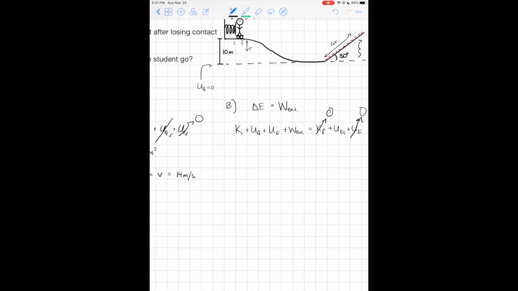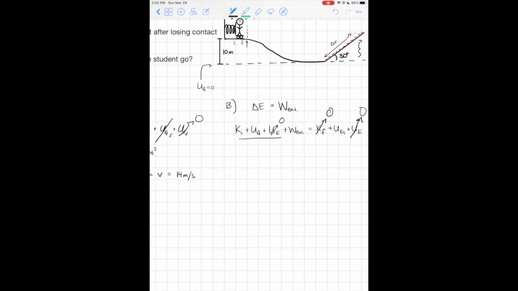Now, I have a few different starting locations I could have. I could start at the very, very beginning, and then I have gravitational potential and also elastic potential energy. Or I could start at the point where I lose contact with my spring, where we found our velocity in the last part of the problem, in which case I would have kinetic energy and gravitational potential energy, but no elastic. And I think I might actually go with that. I'm going to say that I'm starting here.